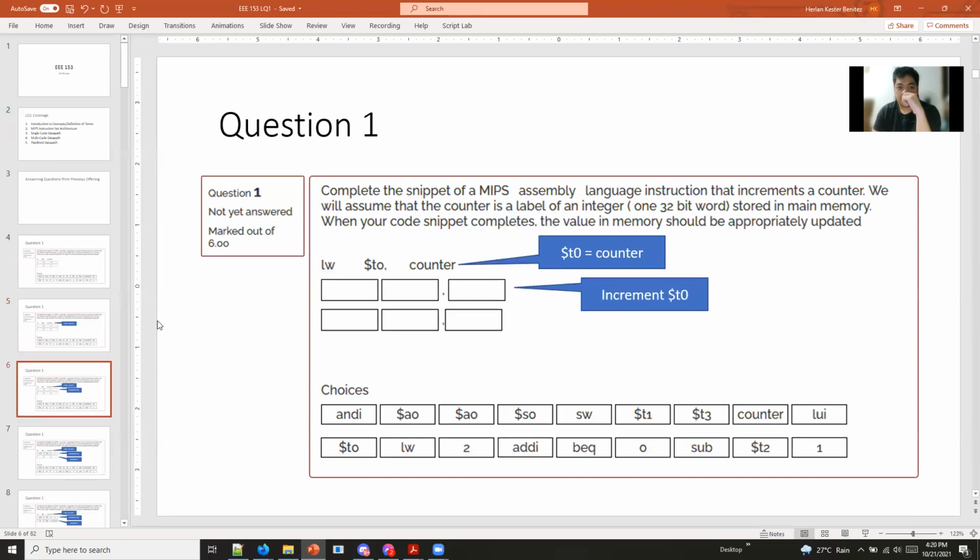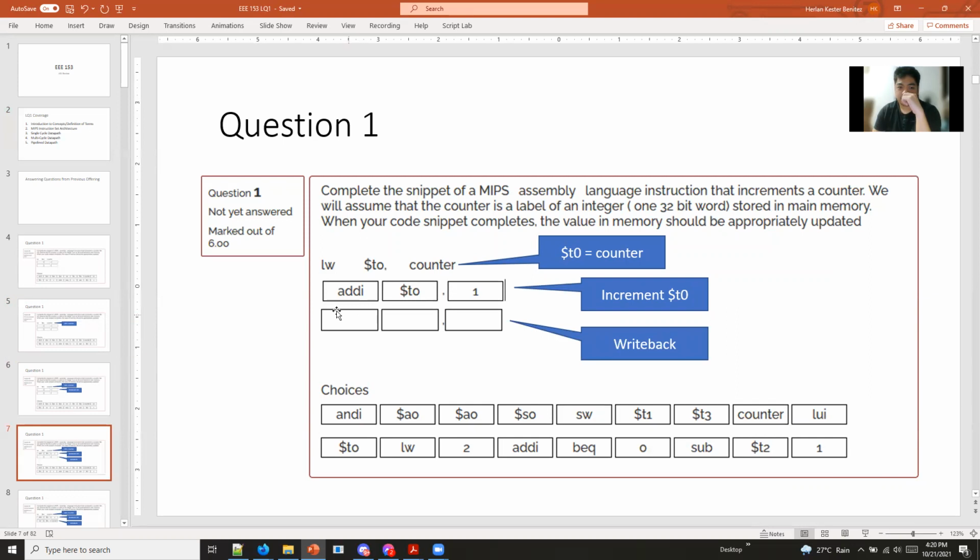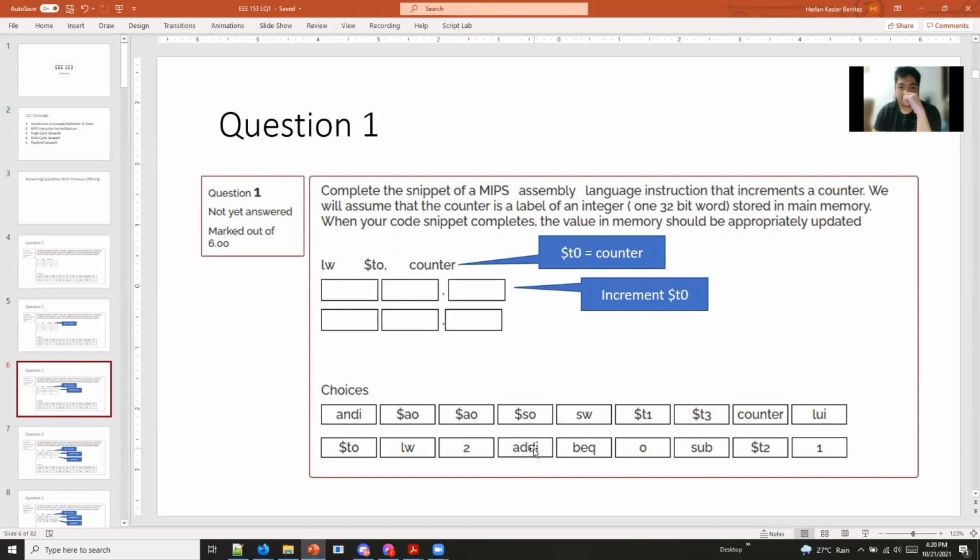So yung next na gagawin natin dito is increment natin yung laman nung nasa register. So that is add immediate doon kay T0 and mag-add tayo ng 1 na immediate. So kung mag-increment tayo, mag-add tayo. Add I. Saan tayo mag-add? Kay T0. And then mag-add tayo ng 1 sa kanya para mag-increment siya.